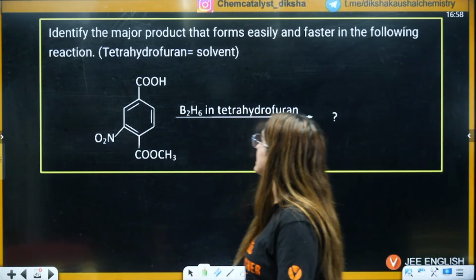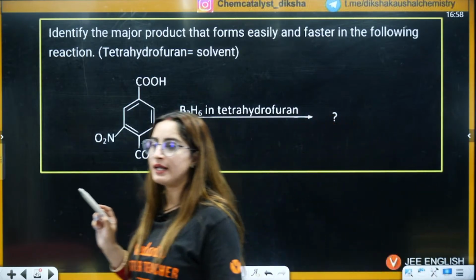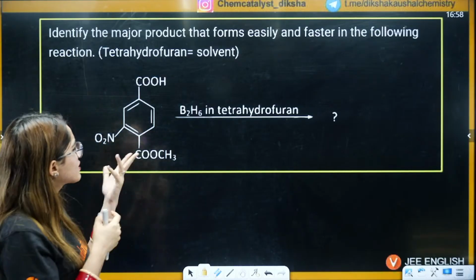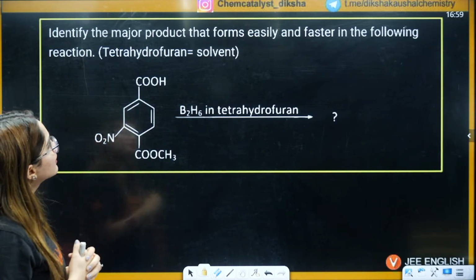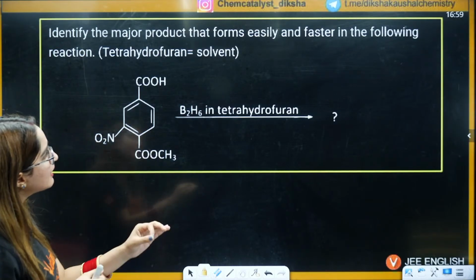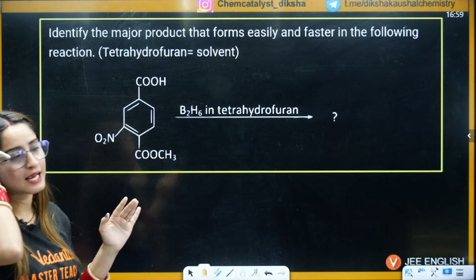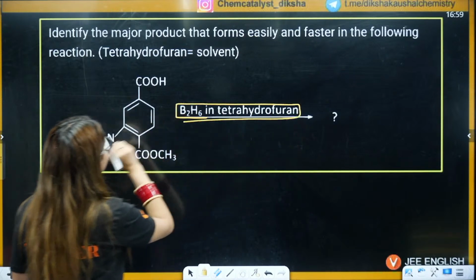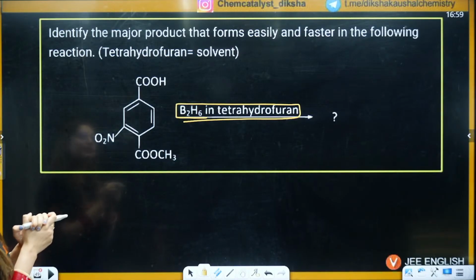Okay. Now we are starting with the organic questions, everybody. Let us see. I think it is mixed only. Identify the major product that forms easily and faster in the following reaction. So this reaction is given to you, and they are asking which compound is formed easily and faster here.